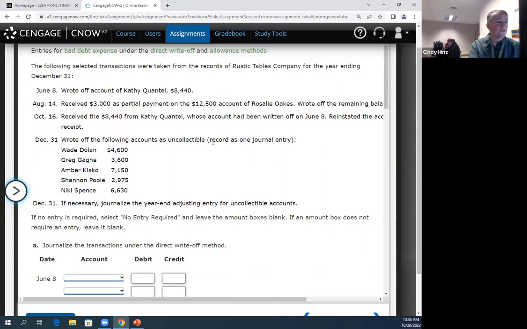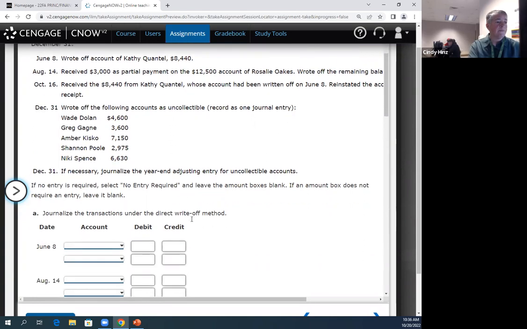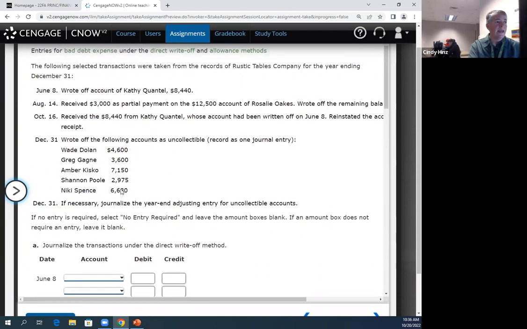And so our first journal entry here on letter A, on June 8th, tells us we had to write off the account of Kathy Quantel, and that was for $8,440. We're asked to use the direct write-off method.